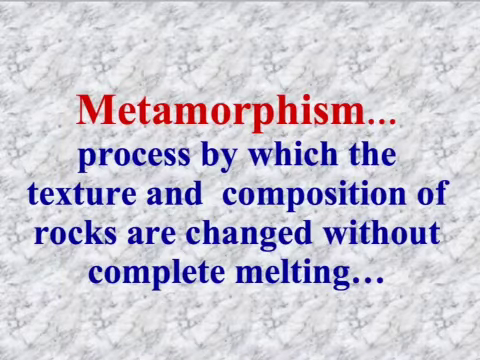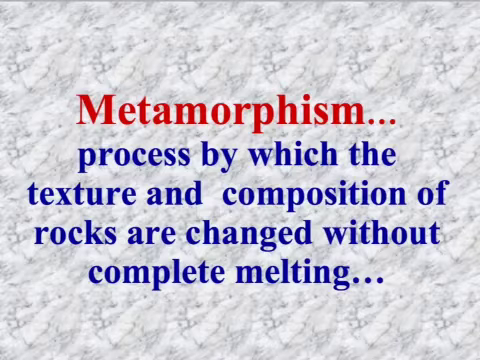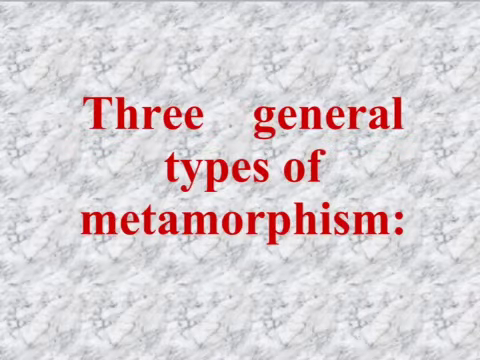So remember that metamorphism is the process by which the texture and the composition is changed, it's altered, but it's done so without actual melting of the material. If there's complete melting of the rock material, then it's basically rendered a magma, and then that type of rock would be igneous, not metamorphic. So metamorphism is altering but without complete melting.